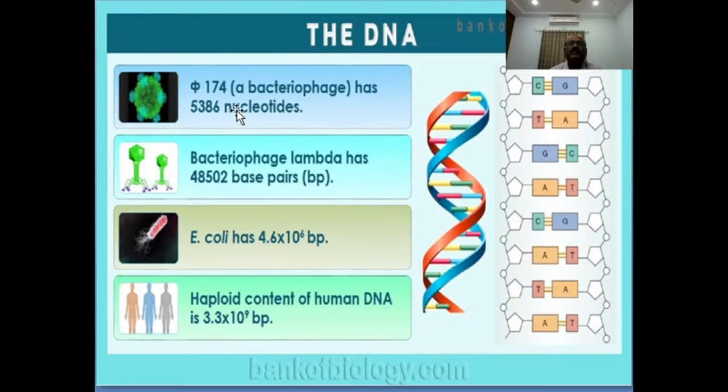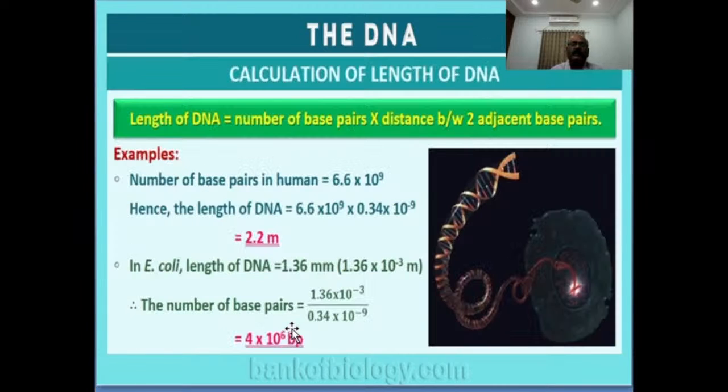So lambda 174 has 5,386 nucleotides. Bacteriophage lambda has 48,502 base pairs. Escherichia coli possesses 4.6 into 10 to the power of 6 base pairs. Haploid content of human DNA is 3.3 into 10 to the power of 9 base pairs.